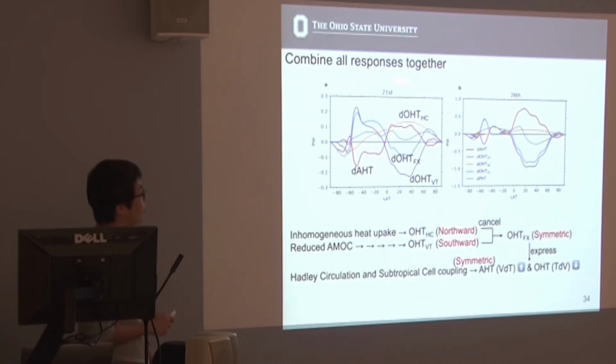Right now, we can combine all the responses together. We know the inhomogeneous ocean uptake leads to a northward apparent ocean heat transport, and we know the reduced AMOC leads to a largely southward dynamic ocean heat transport, and they are likely to cancel and lead to a symmetric ocean heat flux inferred from the surface heat flux. At the same time, we know that the Hadley circulation and the subtropical cell circulation are coupled, and they lead to a symmetric response of the atmosphere and ocean heat transport. So in this way, under global warming, the reason they show a symmetric compensation response is because these two cancel, and eventually it is expressed as the coupled Hadley circulation and subtropical cell response.